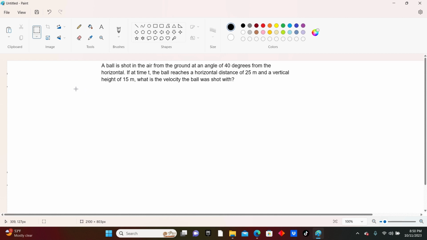Okay, this question says a ball is shot in the air from the ground at an angle of 40 degrees from the horizontal. If at time t the ball reaches a horizontal distance of 25 meters and a vertical height of 15 meters, what is the velocity the ball was shot with? Okay, so we're solving for velocity. And in this question, we have two unknowns. We don't know the time and we don't know the velocity. All we know about velocity is the angle, so we can represent Vx as V cosine 40 and Vy as V sine 40.